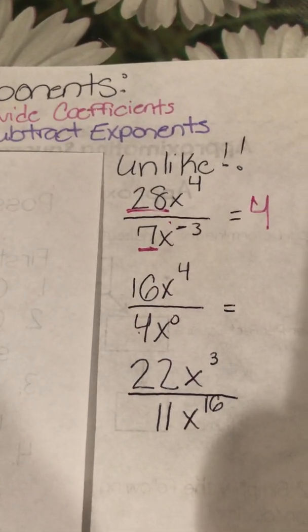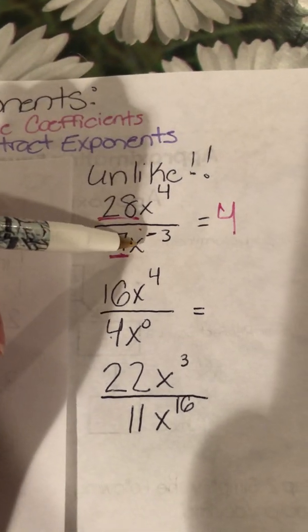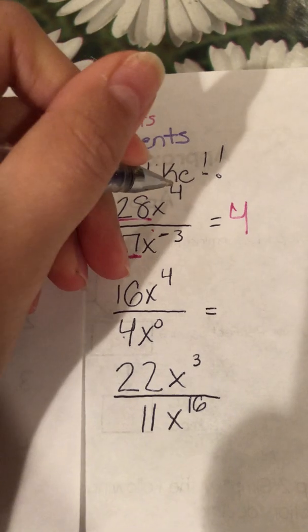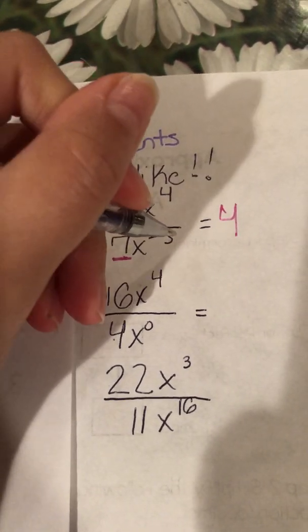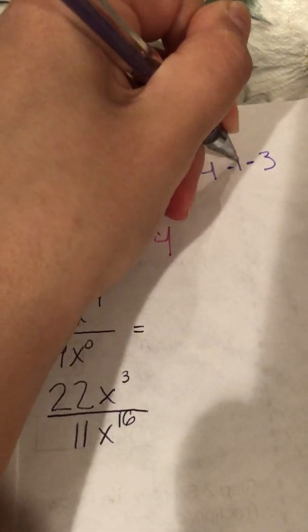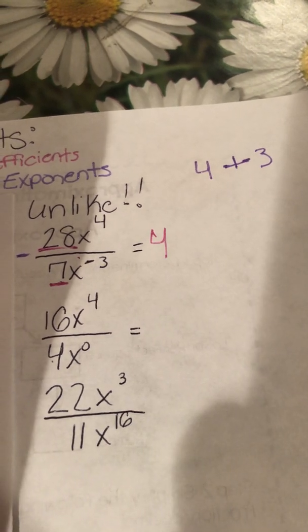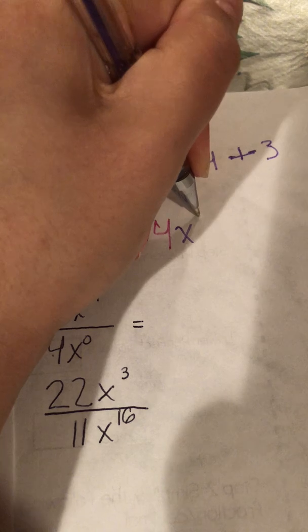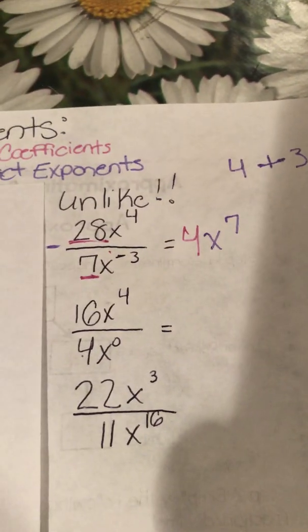Now, this is to the negative 3rd power. Be sure that you understand that. So what we are doing is 4 minus negative 3. Remember, minus a negative turns into a positive. So this is technically 4 plus 3, or x to the 7th.